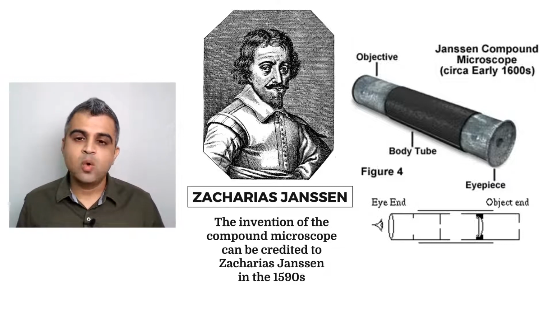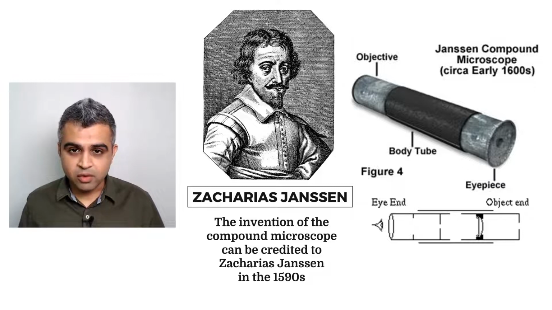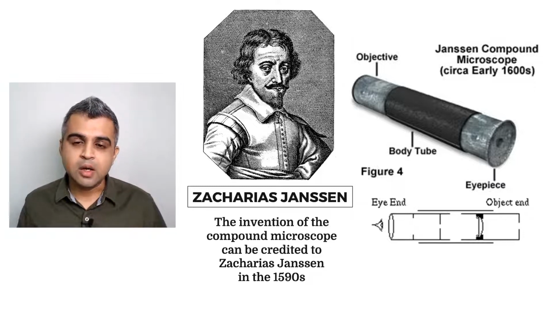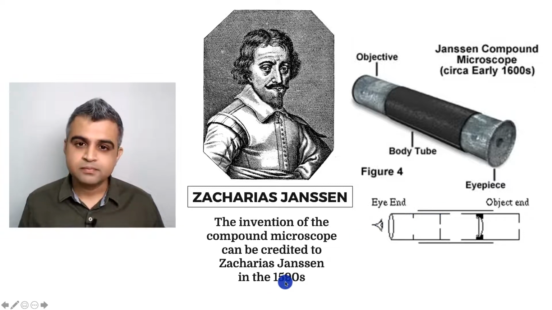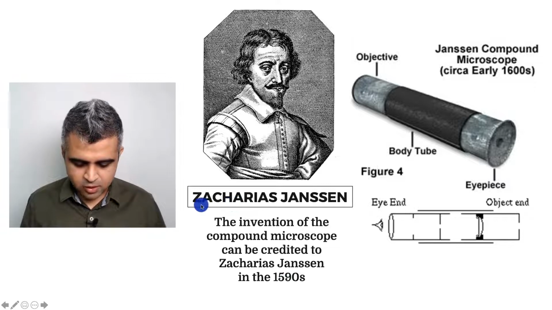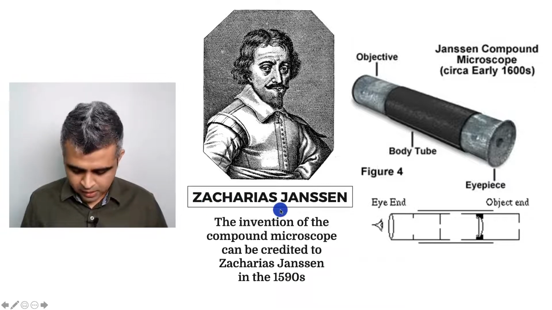So this was the compound microscope, and this was already invented around 400 years back, in the 1590s, by this person called Zacharias Janssen. Okay, that brings us to the next scientist, the person you see on the screen right now.